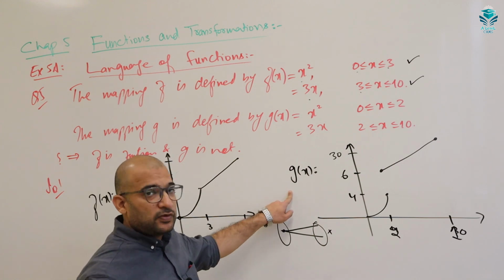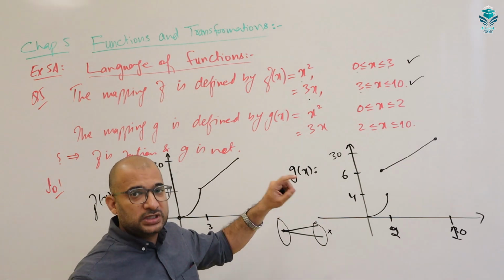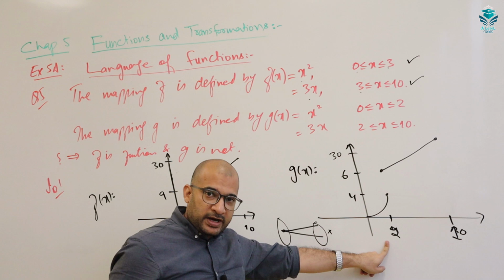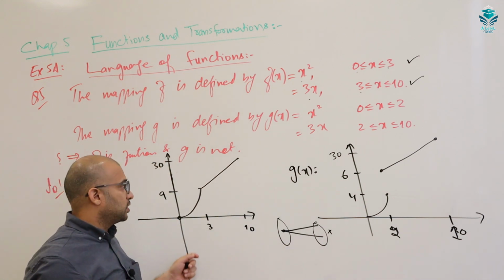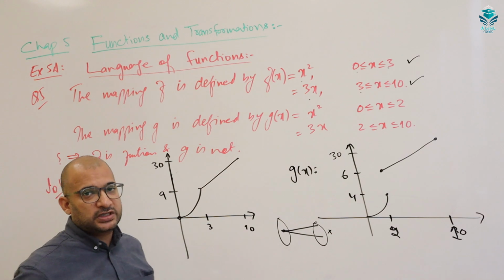So it means g of x is not a function because it has two y for one x equal to 2, while no such situation exists for f. So f of x is a function while g of x is not.